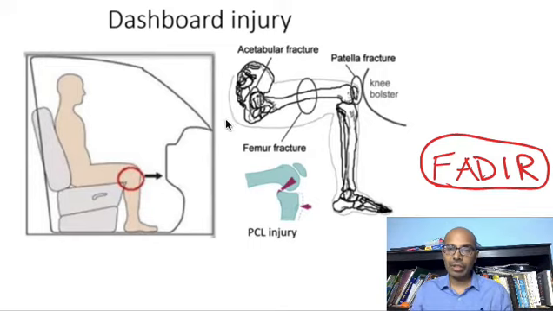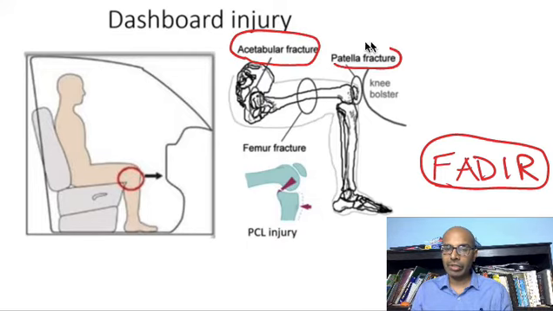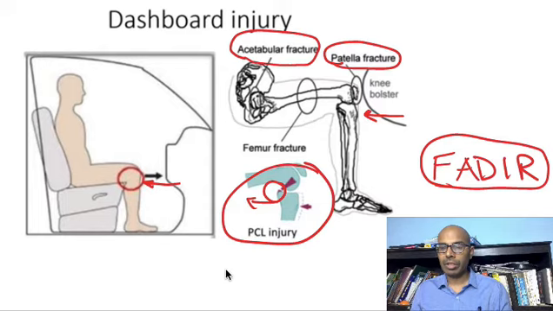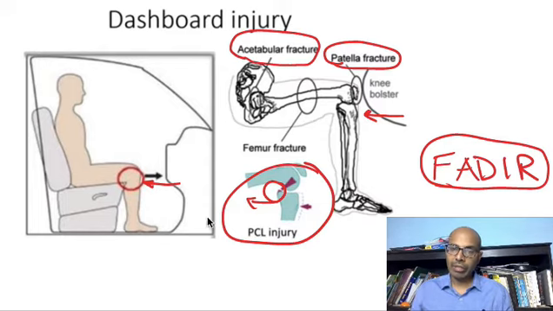What are the other injuries that can occur? You can have an acetabular injury, acetabular fracture. You can have a patellar fracture. You can have a PCL ligament injury. It is very common because when the patient is getting hit, when the dashboard hits just below the knee, the whole of the tibia goes posteriorly and this ruptures the posterior cruciate ligament. So what are the other injuries that can occur with a dashboard injury?